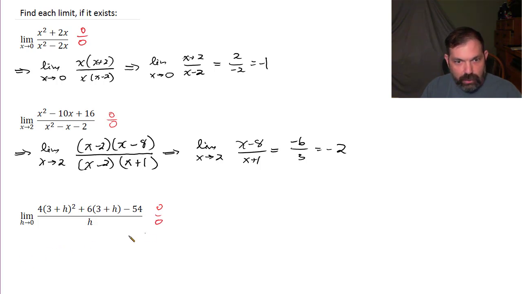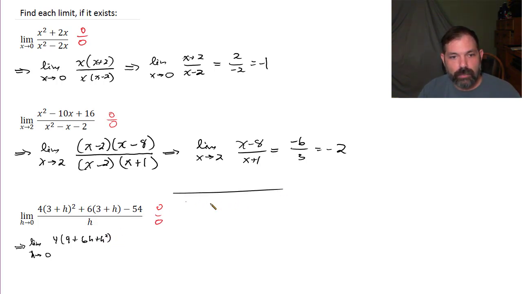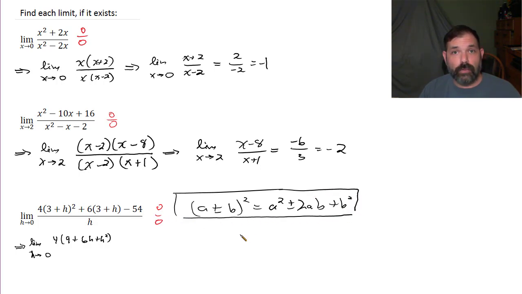Let's expand things. Let's use a little bit of algebra here. So this becomes the limit as h approaches 0. 3 plus h squared, that's 9 plus 6h plus h squared. Binomial square. Let's remember something here. A plus or minus b squared is a squared plus or minus 2ab plus b squared. You've seen this in every single algebra class you've ever taken. If you don't know it by now, you better learn it.